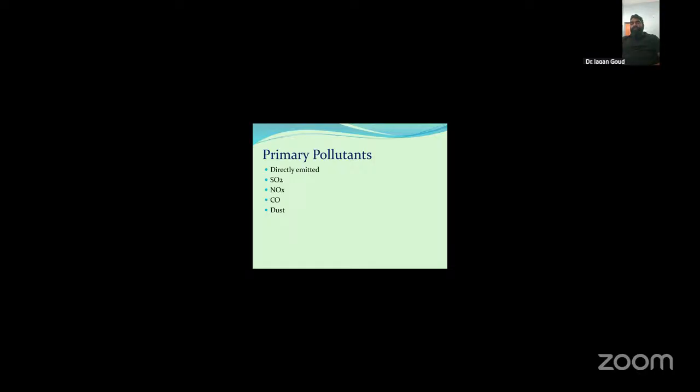The fourth one is dust. Dust means solid particles suspended in air, emitted directly from sources. Classification: PM10, less than or equal to 10 micrometers; PM2.5, less than or equal to 2.5 micrometers; and ultrafine particles, less than 0.1 micrometers.